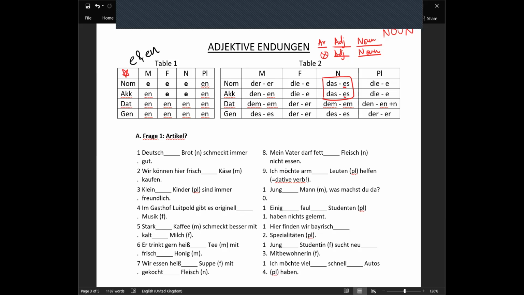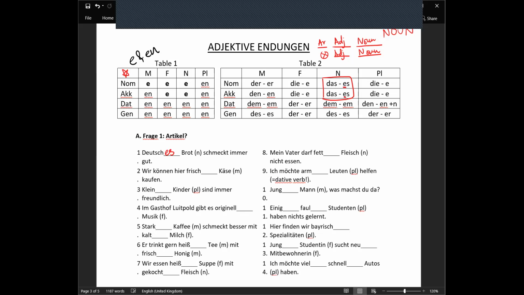And why do we need that? The point of having so many articles in the German language is that it tells us the gender and the case of the noun. If not both, it at least tells us the gender or the case of the noun. So looking at this sentence, clearly it's the nominative, no article, which means I'll use table 2 and it will be Deutsches Brot schmeckt immer gut. That's it.